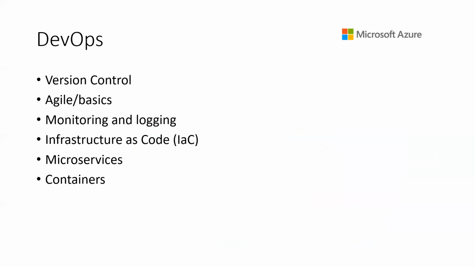So basically in DevOps, we will be talking about version control. Azure DevOps mostly follows Git, so we'll be working with Git. Agile basics, we'll be talking about Azure Boards and work items, how to add tasks and all. Then monitoring tools and logging, how to utilize those, how to use Azure Application Insights and all. And infrastructure as code, that is Azure Resource Manager, ARM. So we'll be working on that also.